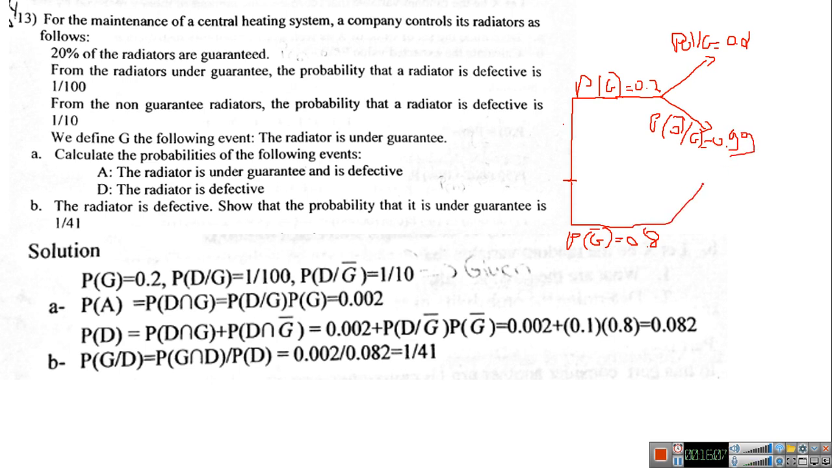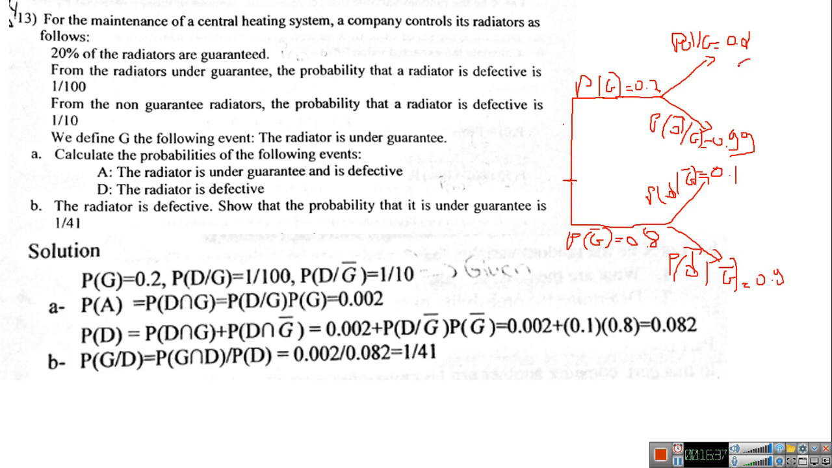Here again, P of defect knowing G bar equals 0.1, and P of non-defect, good tool, knowing G bar equals 0.9. Now you can put the intersection.